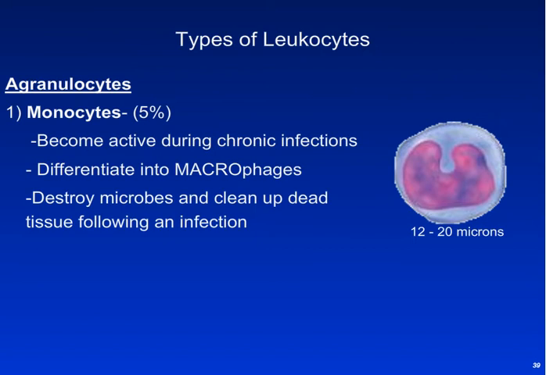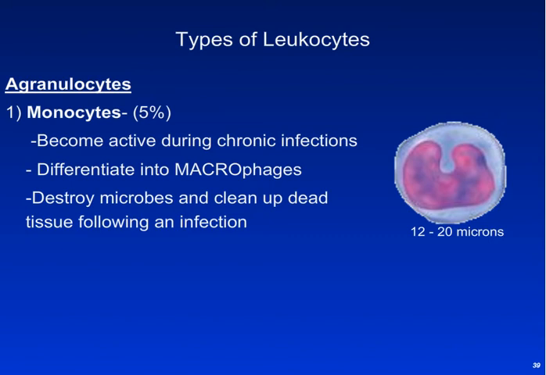Monocytes become active during chronic infections, and during these infections they will differentiate into something called macrophages. Macrophage literally means big eating cell, and these cells destroy microbes by literally gobbling them up. They're the most phagocytotic white blood cell that we have. Macrophages are generalists. They will take care of bacteria and viruses and virus-infected cells. But the big take-home message here is that they are active during chronic infections, that is, infections that have gone on for a long time.